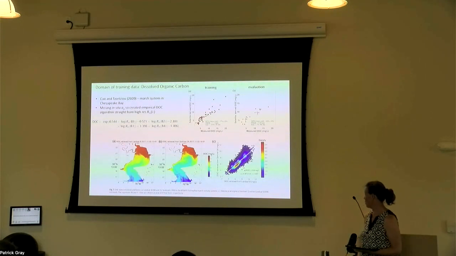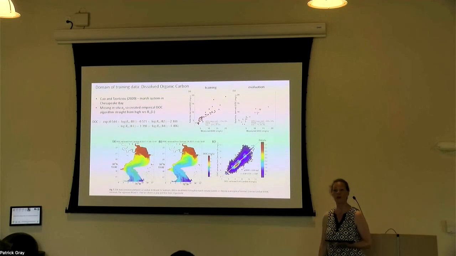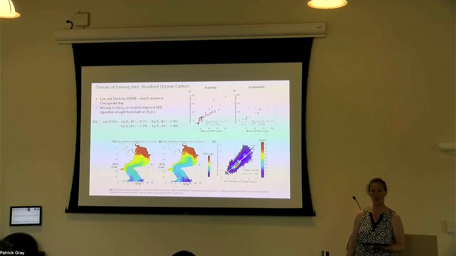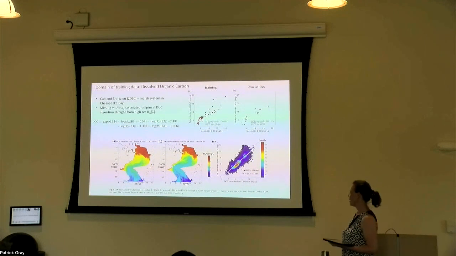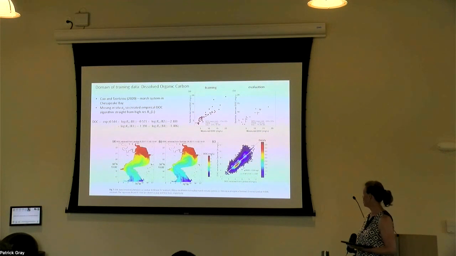Another example is a remote sensing example. This is from a student of mine in the optics class, and also Maria Georgiou. They have an empirical algorithm looking at DOC in very highly absorbing, CDOM-rich marine waters, and it seems to work pretty well.